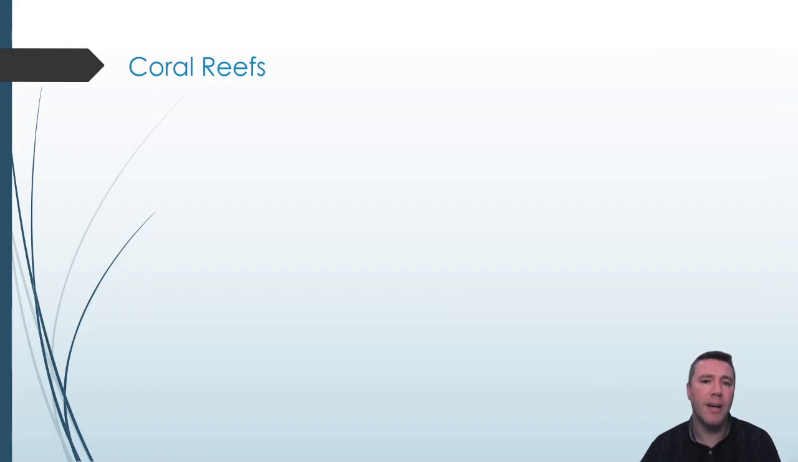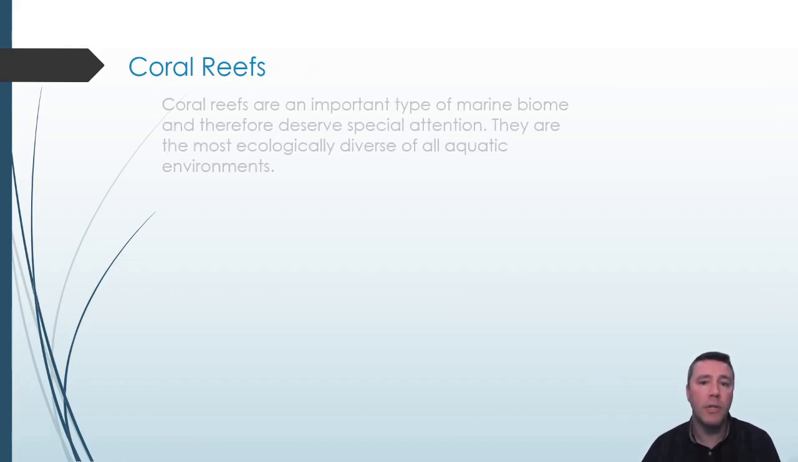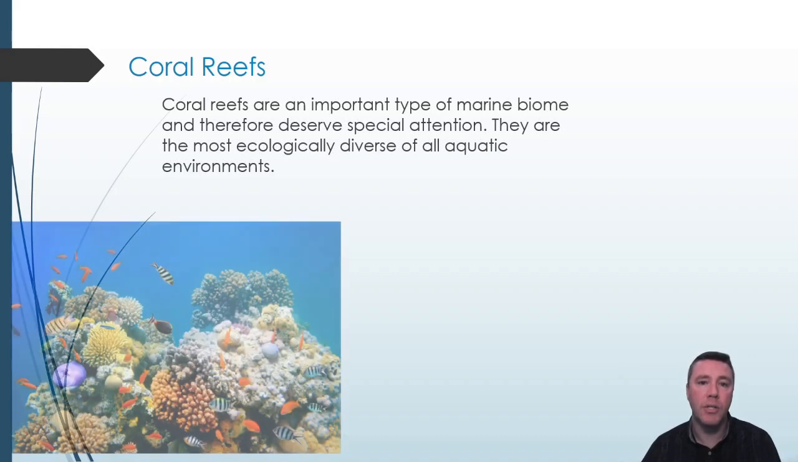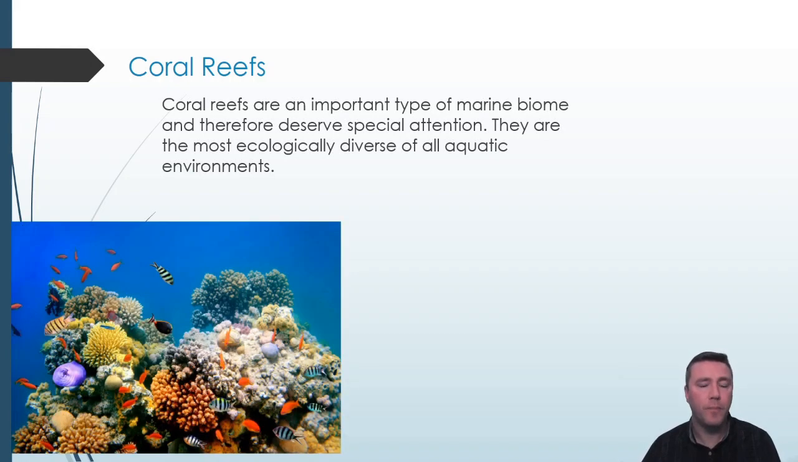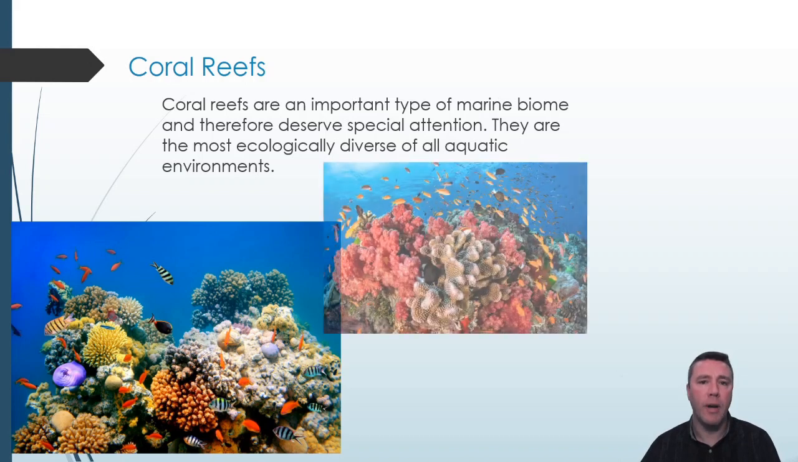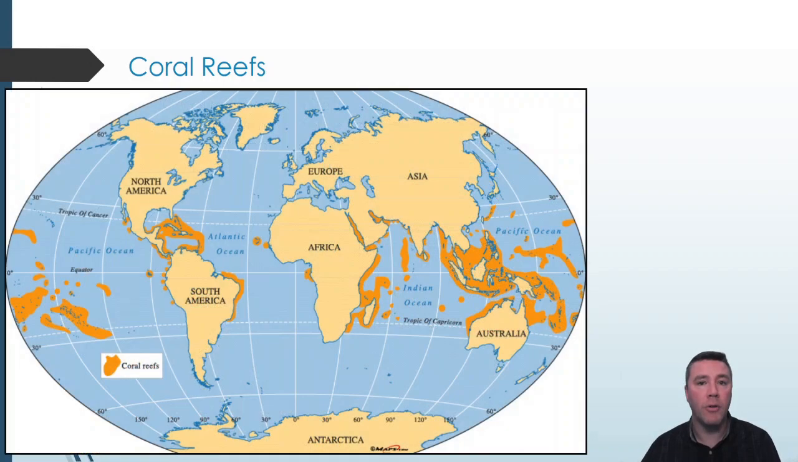Before we look at the kinds of resources found in aquatic habitats, coral reefs, because of their diversity, deserve special attention. Just like tropical rainforests on land, coral reefs are the most biodiverse of all aquatic environments. Coral reefs are found almost exclusively within the tropics and are always not far from land, either large continental masses or island groupings.